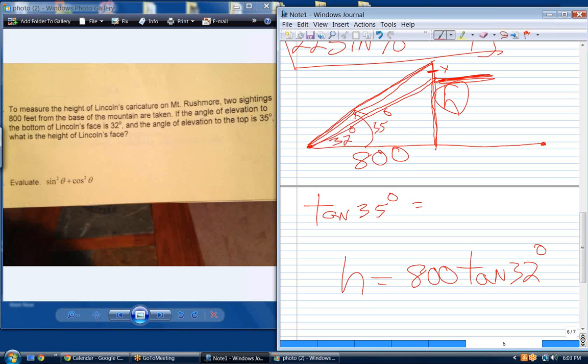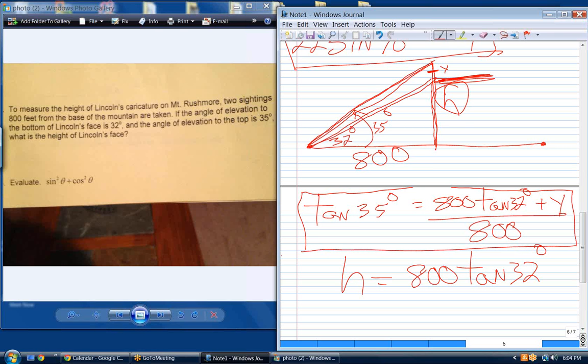In order to calculate y, we have to say the tangent of 35 degrees is equal to h plus y, over 800. Well, we know h. H is 800 tan of 32 degrees. Well, this is an equation we can solve. There's only one variable in that, y. This is a number, this is a number, that's a number. So now when we solve for y, we know h and y.